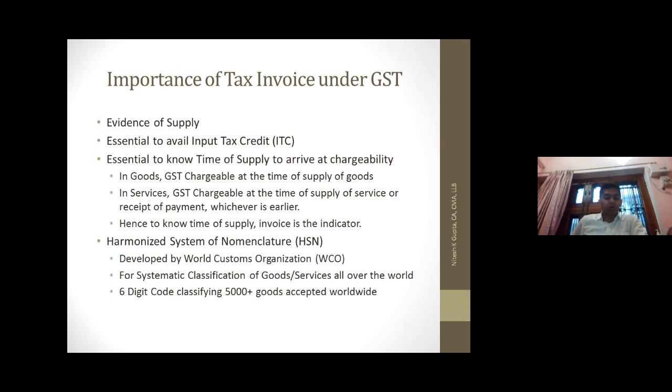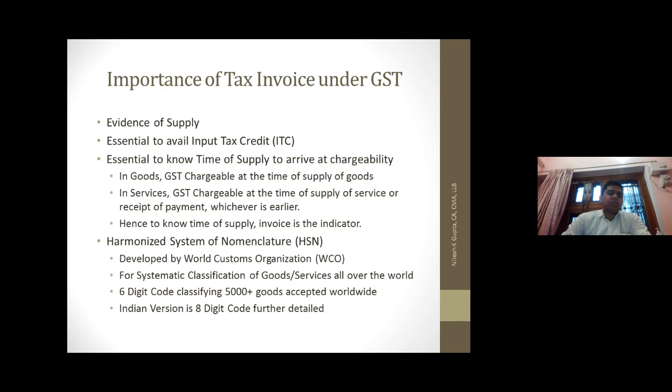It's a 6-digit code classifying 5,000-plus goods accepted worldwide. So every single goods has a 6-digit code that is accepted worldwide. We have modified it further. We have added 2 more digits to detail it further for the purpose of Indian things, because there are so many things in India which cannot be directly related with all these codes. So we have classified 2 more digits and given our own codes. So 6 digits are given by the World Customs Organization, 2 more digits added by India.